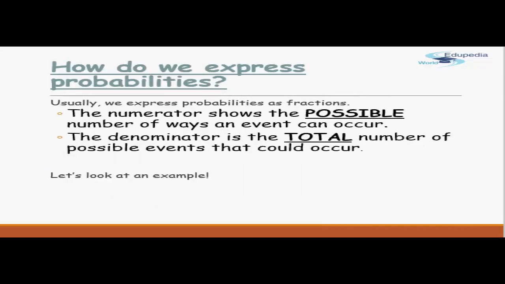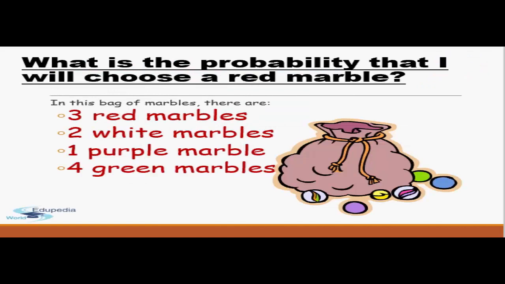So we usually express probability in terms of fractions. The numerator basically represents the chance, the probability that this particular thing might happen, and the denominator basically represents all the chances that might take place. I'll explain to you with the help of an example. Let's take this bag. This bag has 3 red marbles, 2 white marbles, 1 purple marble, and 4 green marbles. If you add all of these, you're going to get 10 marbles altogether.